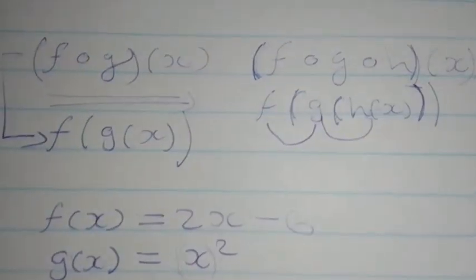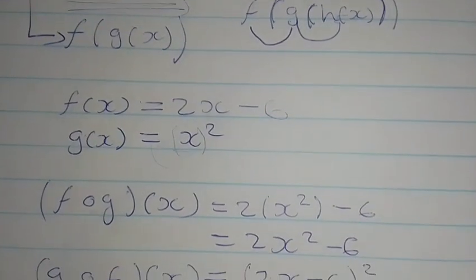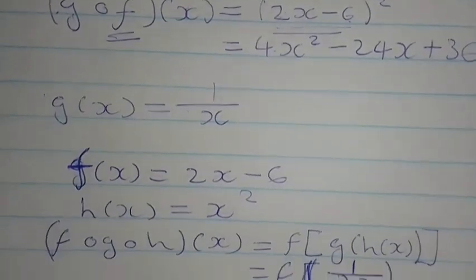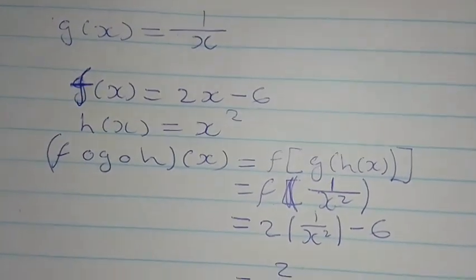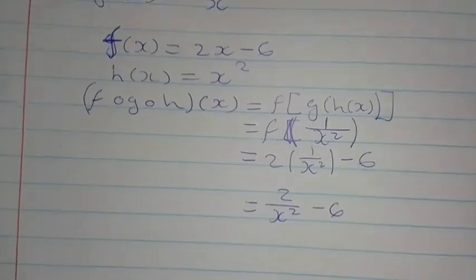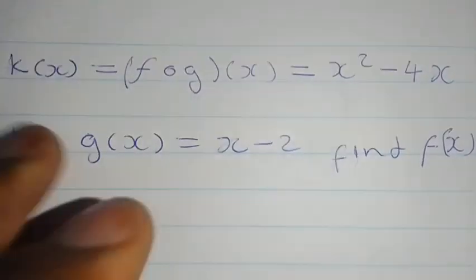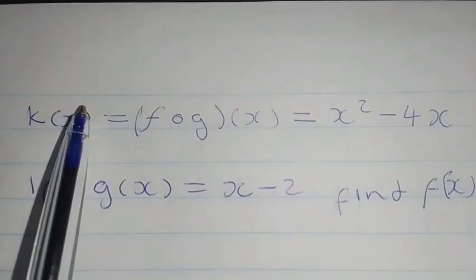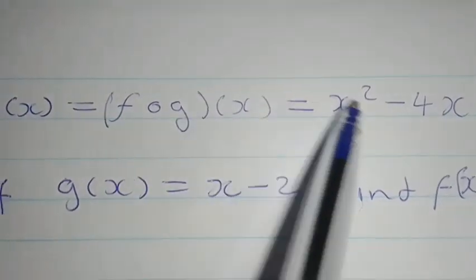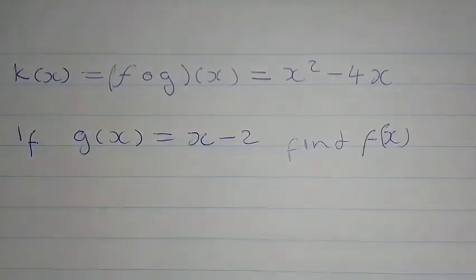But sometimes they can give you functions and they want them in reverse. They say find f and g such that the composition of them will result in whatever is provided. So I'm just going to do one example of that, and then this will be it for this video. Now here we have a problem. Given that k at x is a composition of these functions and it's provided to be x squared minus 4x.